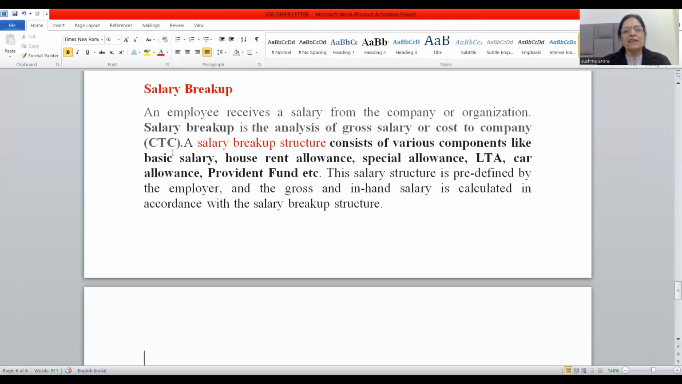This salary structure is predefined by the employer, and the gross and in-hand salary is calculated in accordance with the salary breakup structure. So friends, what is salary breakup? What is the structure of salary breakup? All I have discussed. HRA, whatever is permissible, then leave travelling allowance, whatever is decided by the employer, and car allowance, provident fund as per the act. Okay, so friends, these are the various components of the salary.